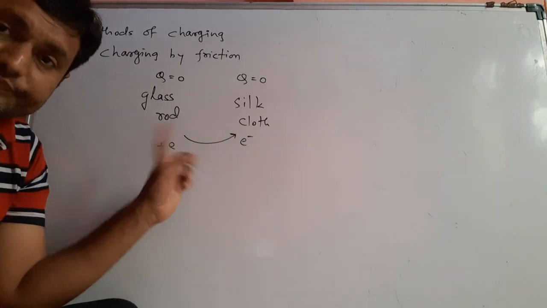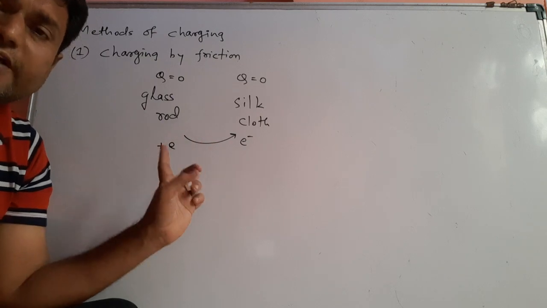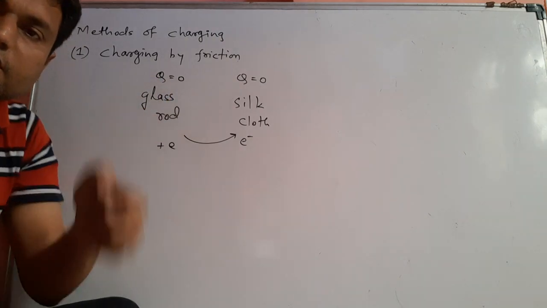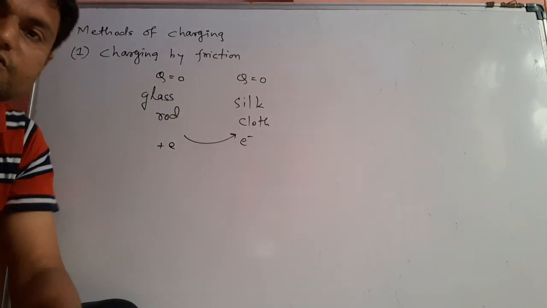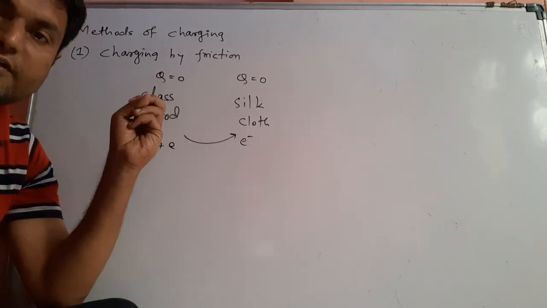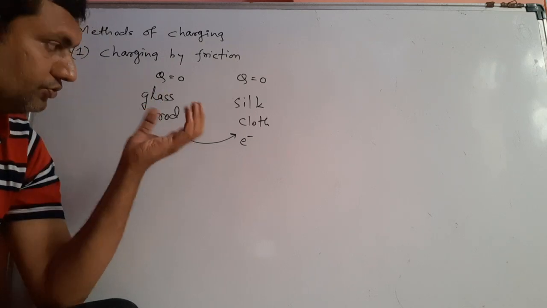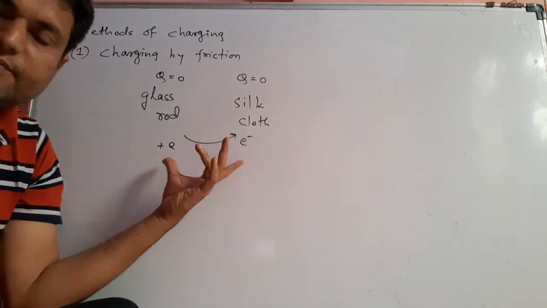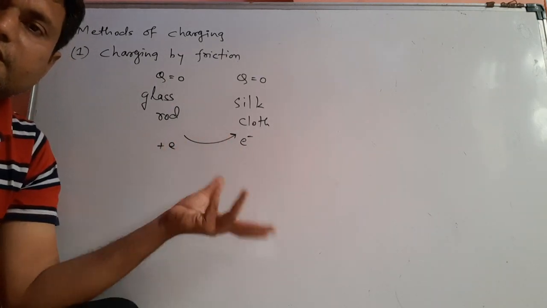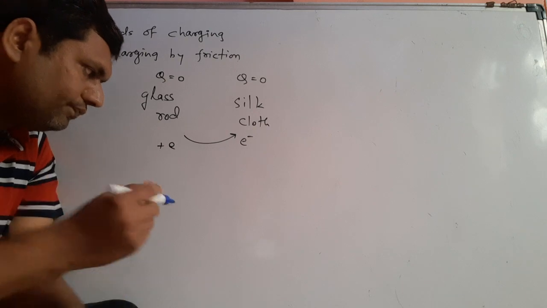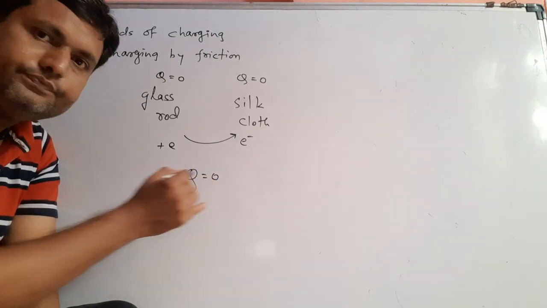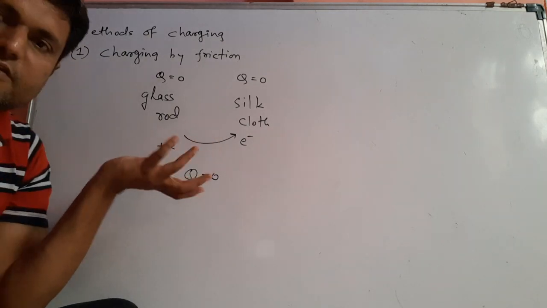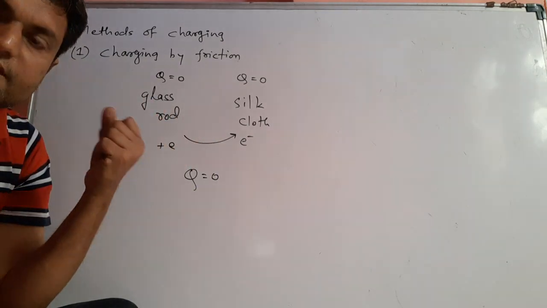And here we can also explain conservation of electric charge. Before charging, on both the bodies the charge was zero, both initially uncharged. After charging, if we take the algebraic sum of these two charges, we again get the net charge zero. So this is about the conservation of electric charge. So this is also one of the best examples. This is the method of charging by friction.